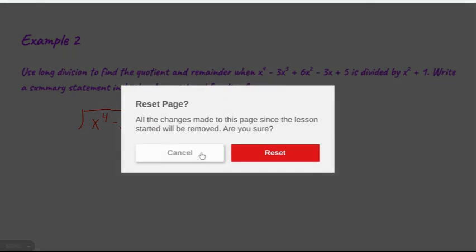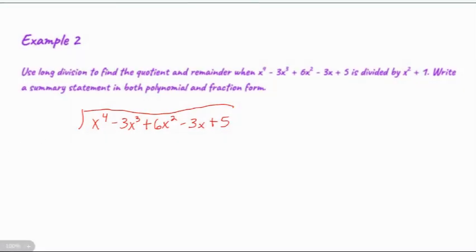Now notice, that's sloppy. Do I have an undo anywhere? I guess I'll just have to live with it. We don't have any missing terms. 4, 3, 2, 1, 0 as far as our degrees are concerned. We were missing a couple terms in the first problem. We are missing a term here, so we'll actually write that out: x squared plus 0x plus 1.